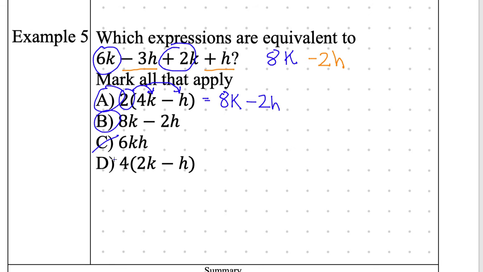So A and B. Let's check D. 4 times 2k. 4 times 2 is 8. So 8k. Oh, looking like it might be it. 4 times this negative h is negative 4h. It was close, but that last part made it so it's not the same. Not equivalent. So our answers are A and B.